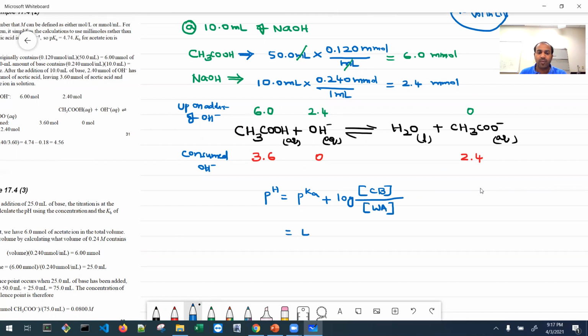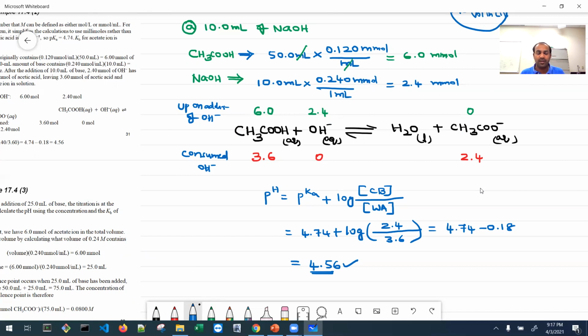The pKa value is 4.74 plus log of the concentration of the conjugate base, 2.4, divided by weak acid, 3.6. And this will be 4.74 minus 0.18. That gives you 4.56. So this is the answer for the pH after adding 10 ml of sodium hydroxide.